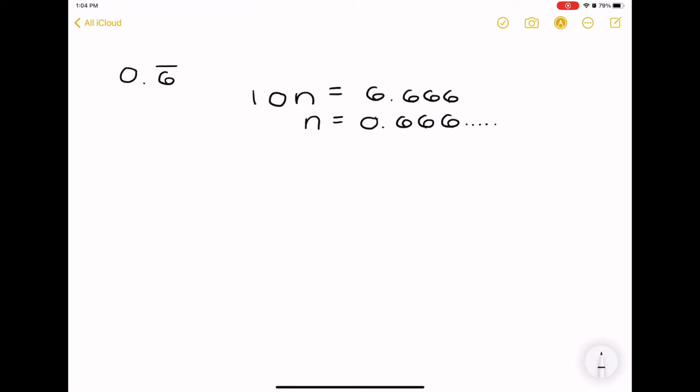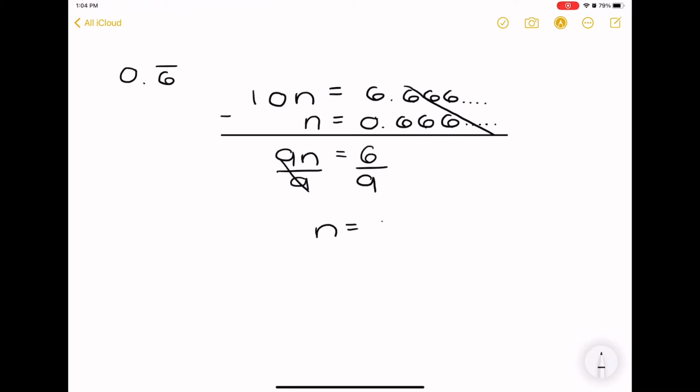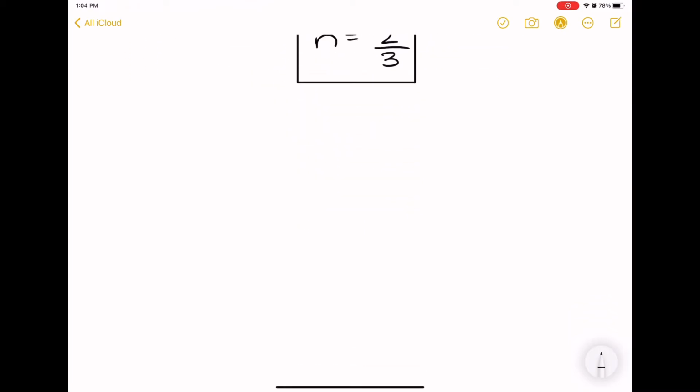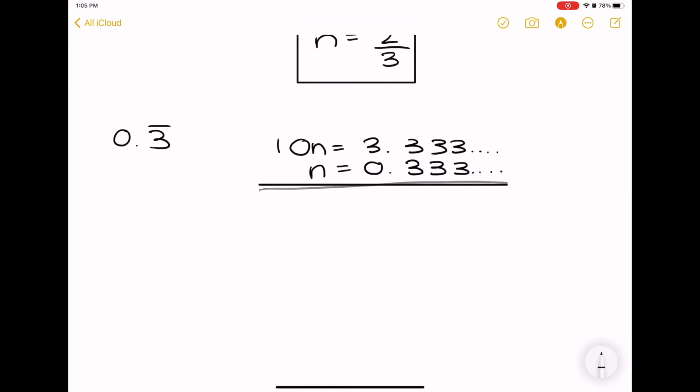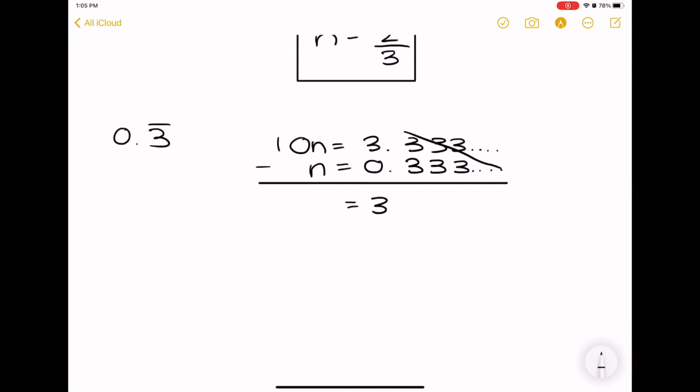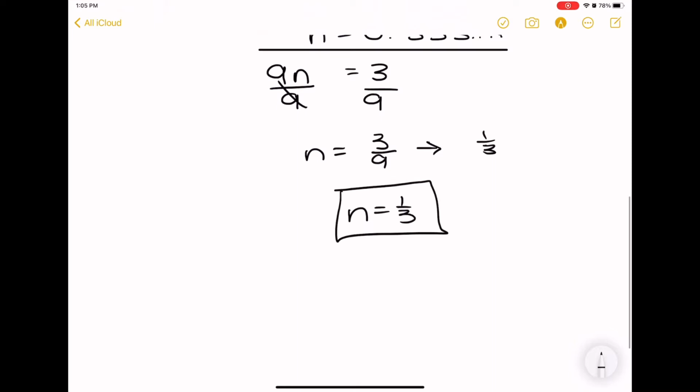Now to convert it into a fraction, all you're going to do is put n equal to the original decimal, then put 10n or 100n depending on the scenario so that the repeating parts are matching. So the 6s cancel out. Then you'll get 6 is equal to 9n and you divide by 9. So you'll get 2/3. And here, for example, I multiplied by 10 so I can get rid of the repeating decimal. And then I'll get 3/9, which is 1/3.